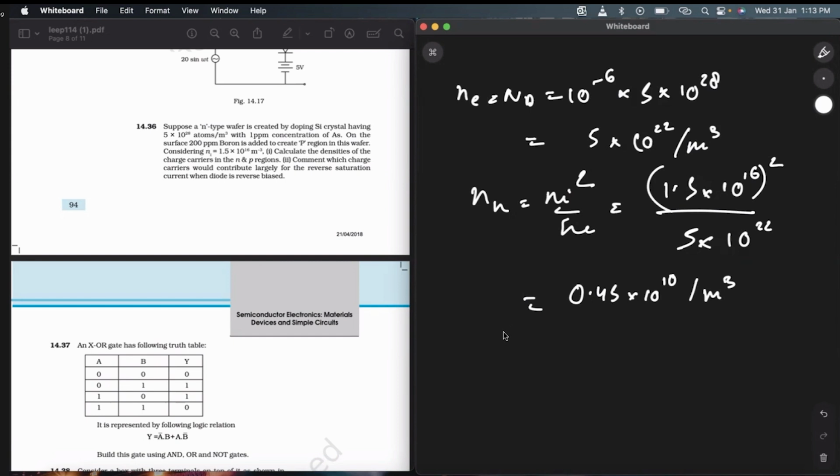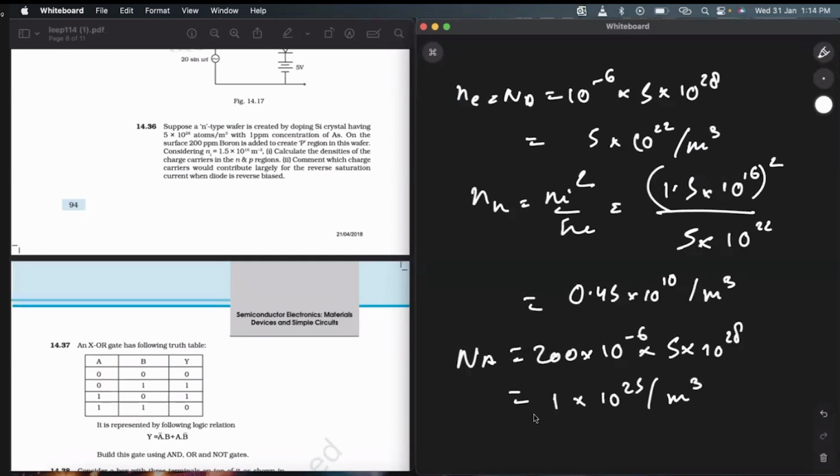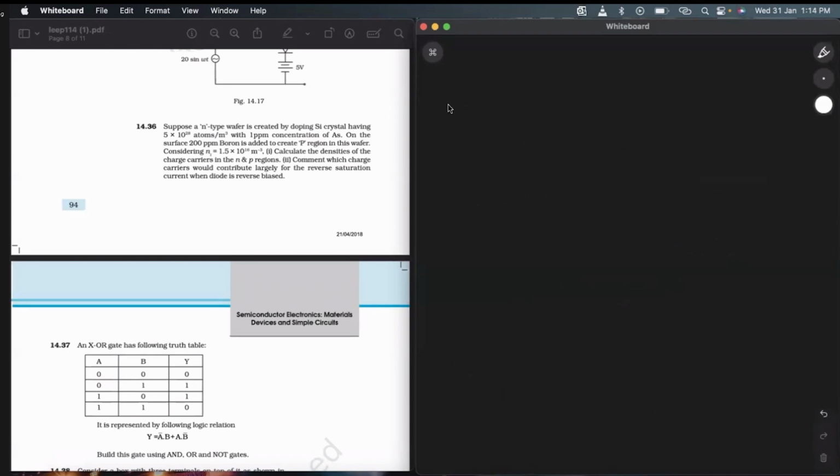So when boron is implanted on the silicon crystal, then Na will be 200 into 10 raised to power of minus 6 into 5 into 10 raised to power of 28, which gives 1 into 10 raised to power of 25. 1 into 10 raised to power of 25 atoms per meter cube is the density of Na. And now in the p-type, the minority carriers will be electrons. So the number of electrons is n square upon n holes. So it is 1.5 into 10 raised to the power of 16 the whole square divided by 1 into 10 raised to the power of 25.